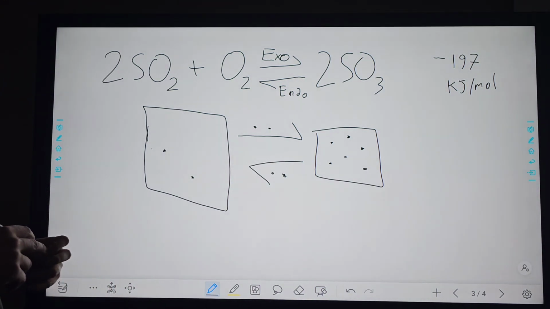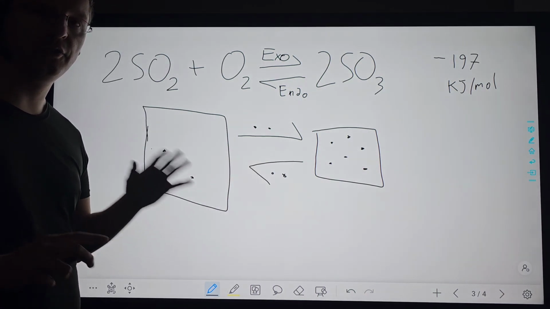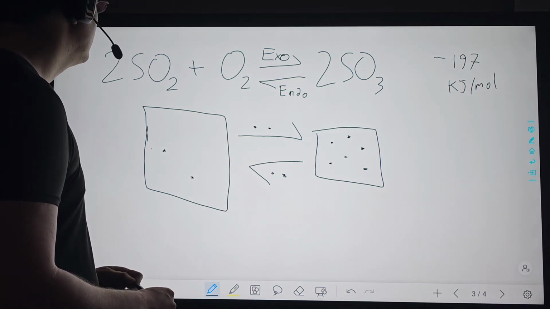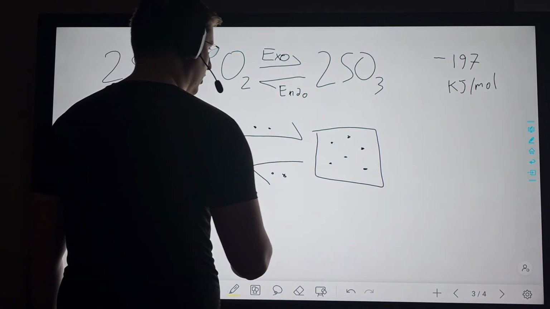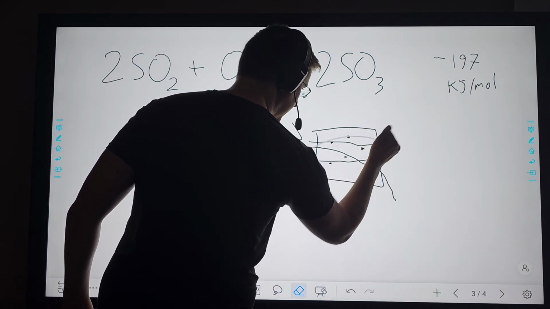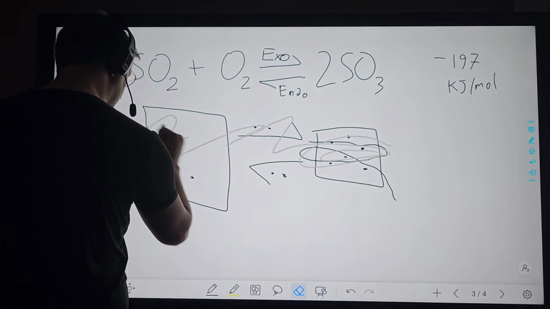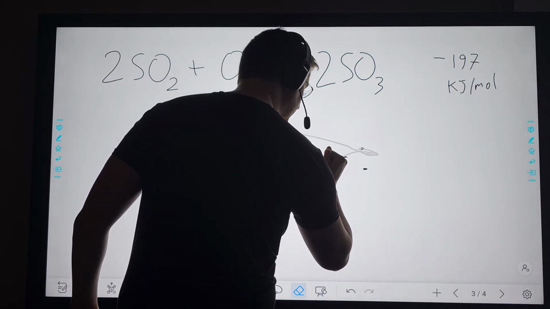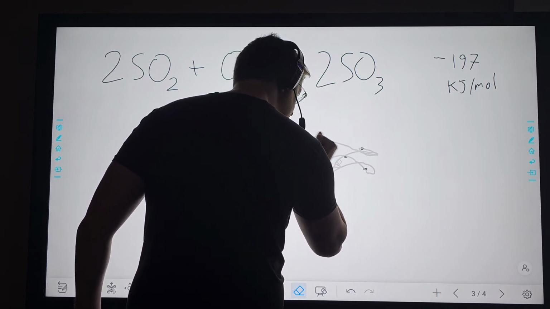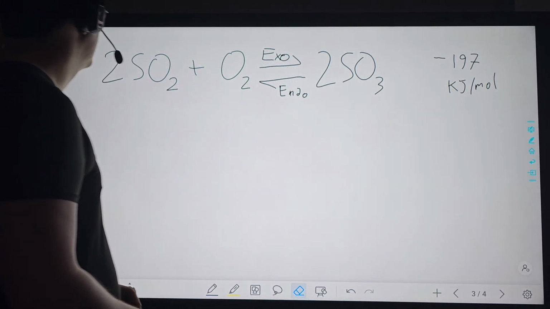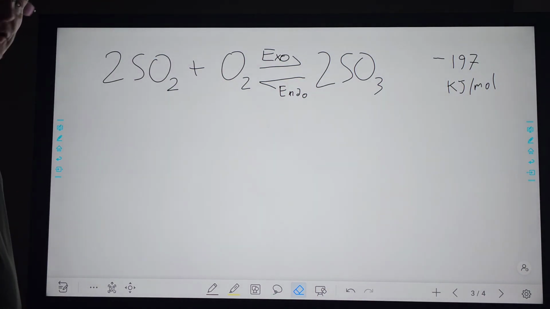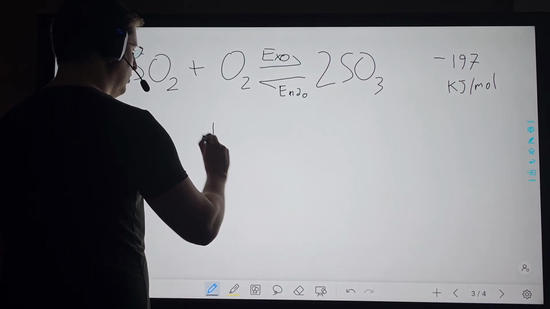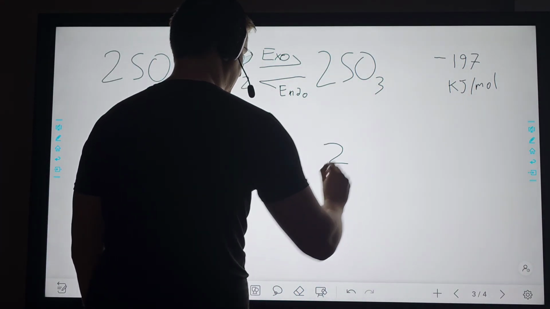Pressure, in terms of reversible reactions, you're only concerned about pressure when you're talking about gases, and it's actually really easy. So pressure is actually really easy. All you have to do is count up the moles on each side of your gases. So we have 2 moles of this gas, 1 mole of this gas, and 2 moles of this gas.